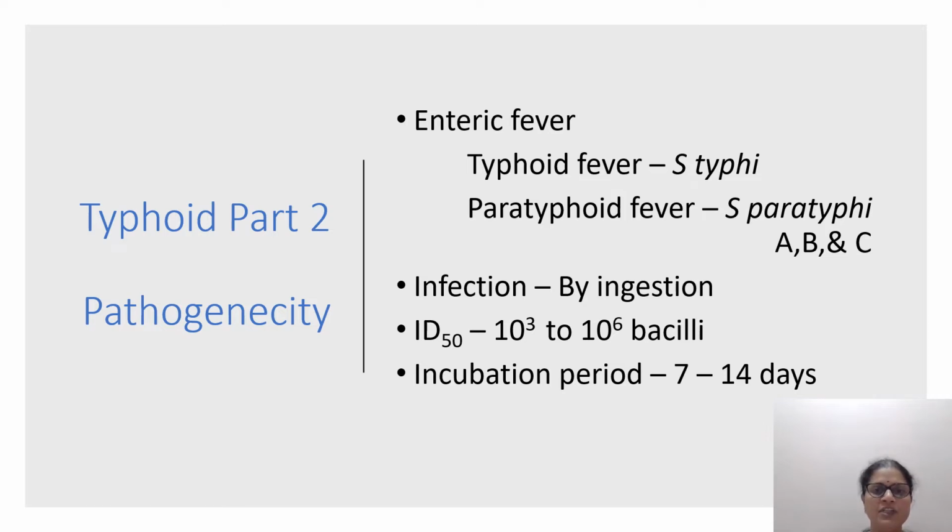And the ID50, which is the infectious dose needed to infect 50% of the animals tested, is around 10 to the power of 3 to 10 to the power of 6 bacilli. The incubation period, that is, the time taken for the organism to cause the first set of symptoms after the entry of it inside the human body, is from 7 to 14 days.